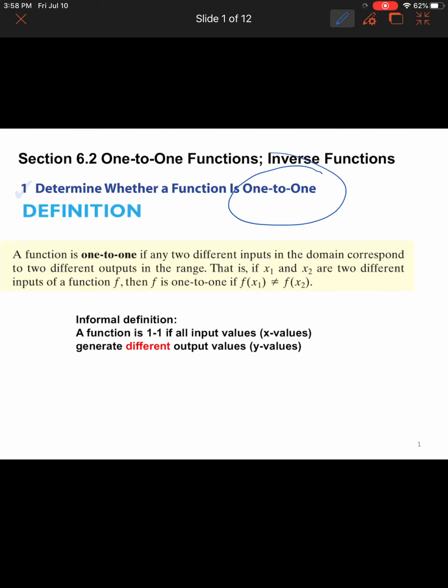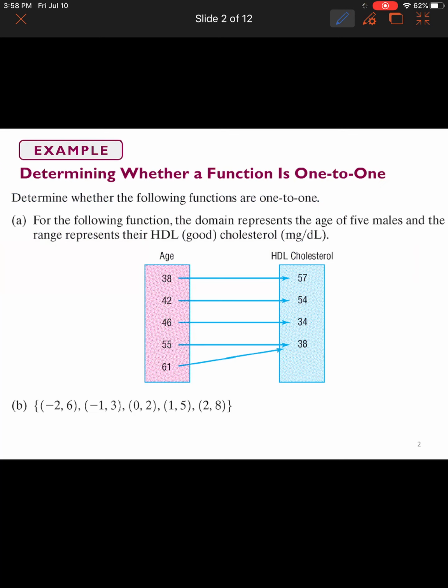A function is one to one if it has no repeating output values. We know that a set of data is a function if there are no repeating input values. So no repeating input and no repeating output gives us a one-to-one function. Let's go ahead and jump into this.